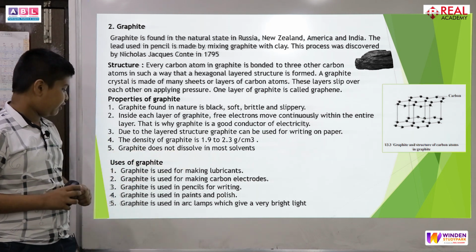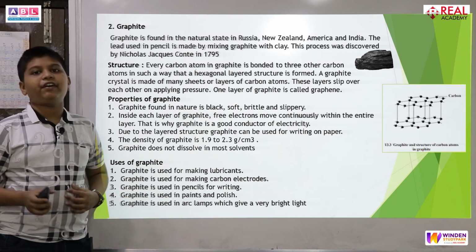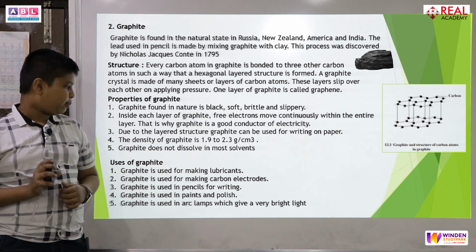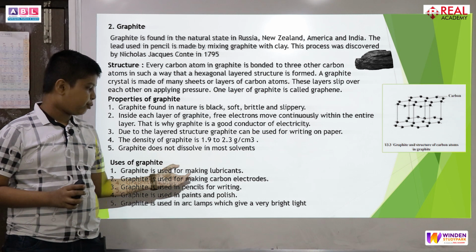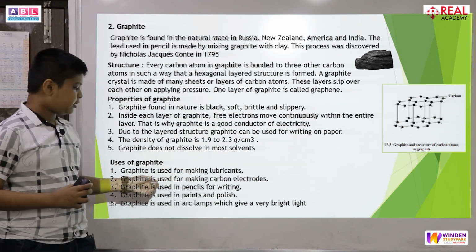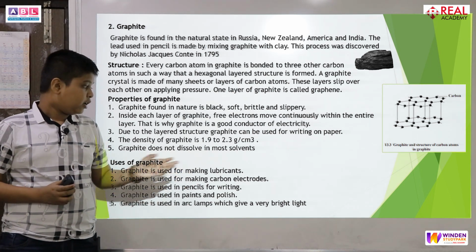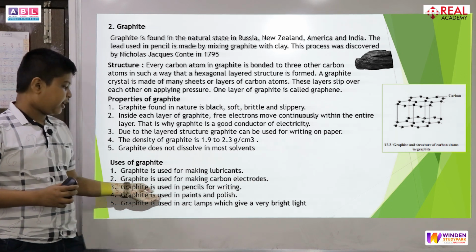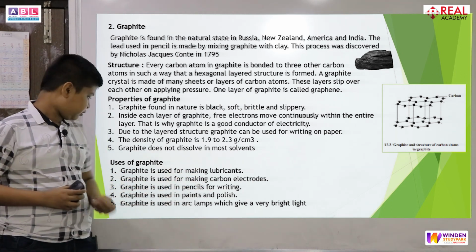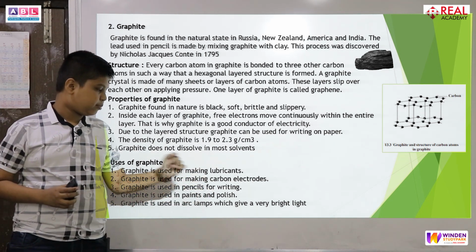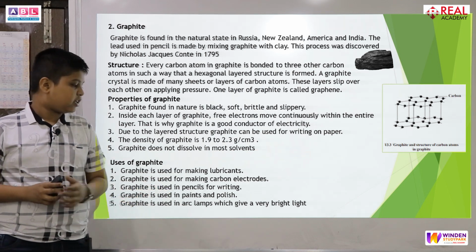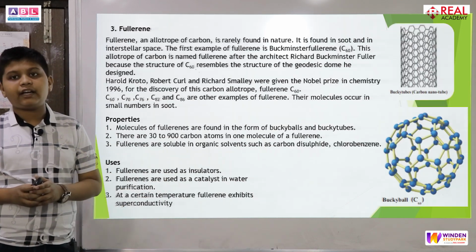The uses of graphite are, as we know, graphite is used in the making of pencils. Graphite is used for making lubricants. Graphite is used for making carbon electrodes. Graphite is used in pencil for writing. Graphite is used in paints and polish. Graphite is used in lamps, which give us bright light.